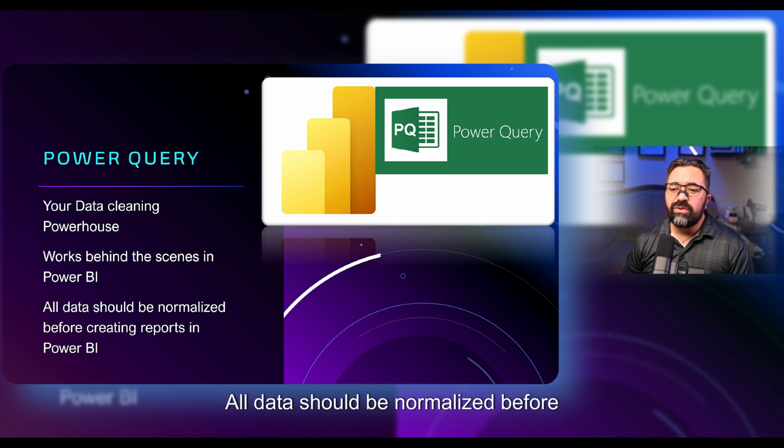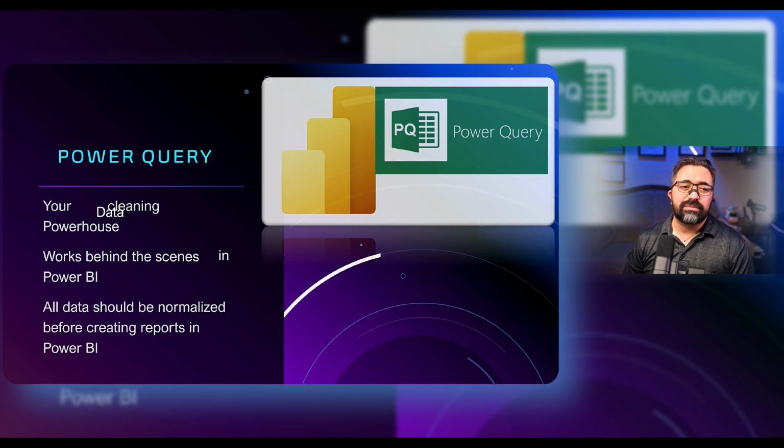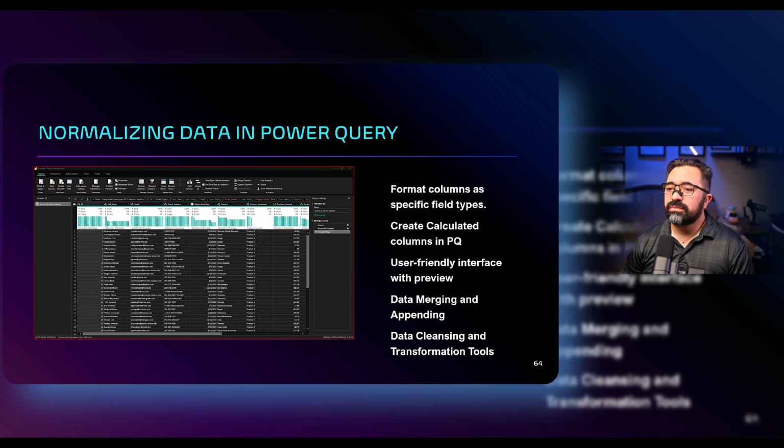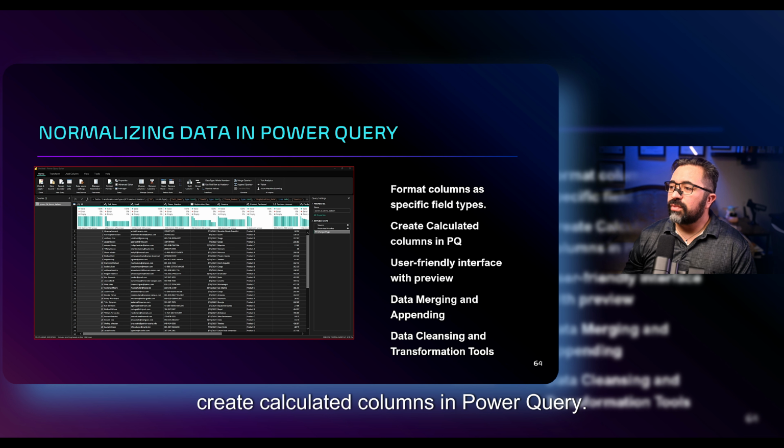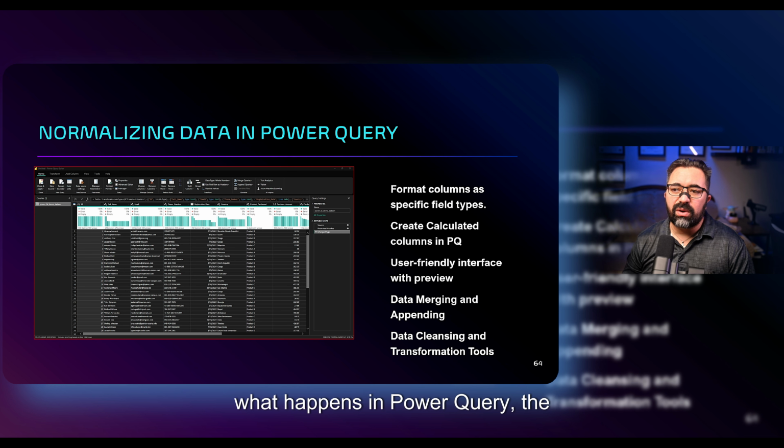All data should be normalized before creating reports in Power BI. That's really important. So normalizing data in Power Query, you can format columns into specific field types, create calculated columns in Power Query. And what happens in Power Query, the line of code that's in here in the formula bar, that's called M code.